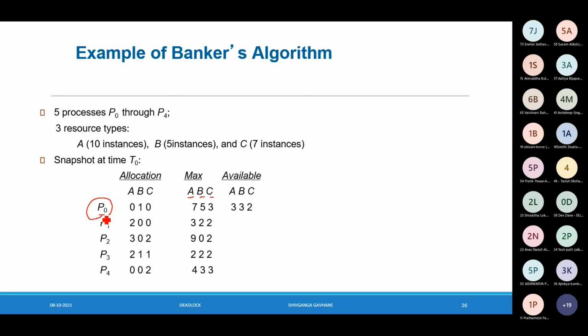maximum requirement, what is it? What is the maximum requirement of process P0? That is 7 instances of resource type A. How many instances of A type does P0 need? 7. How many of B type? 5. And how many of C type? 3. So how many resources are needed, or what is the maximum requirement for P0? Maximum requirement is 753. That is for resource A, B, C respectively.